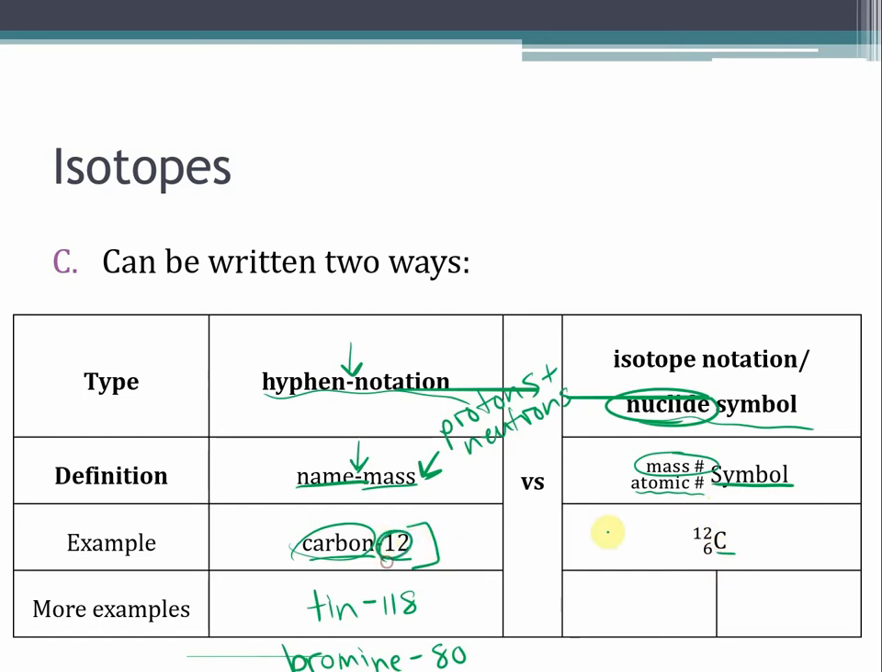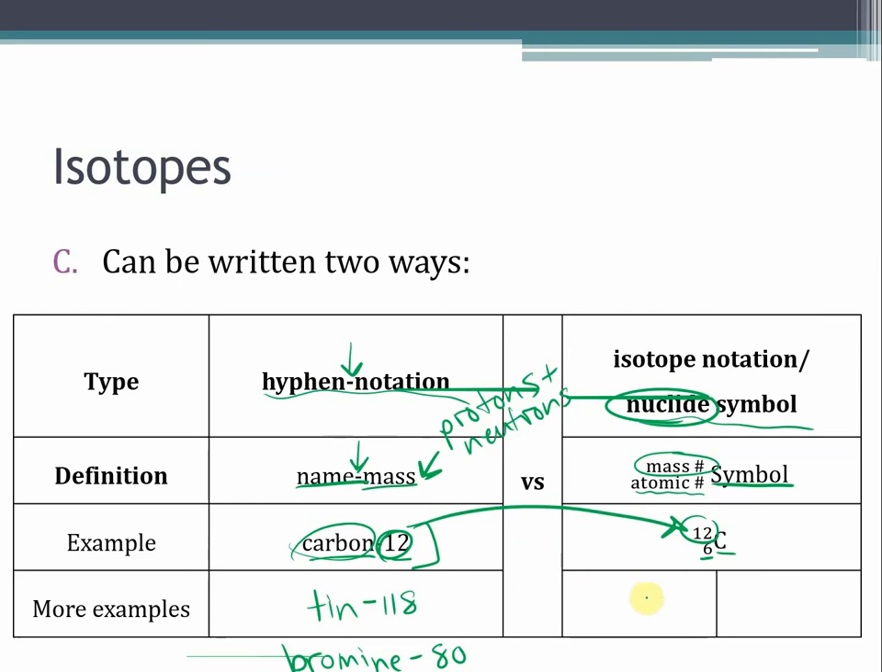This 12 right here moves up here. So the 12 stays. We still have the mass number. And now if you look at your periodic table, if you go find carbon, you will see that the atomic number for carbon is 6, right? You go find the square with carbon in it. At the top of that square, there is a 6. So that's how you can write the nuclide symbol for carbon.